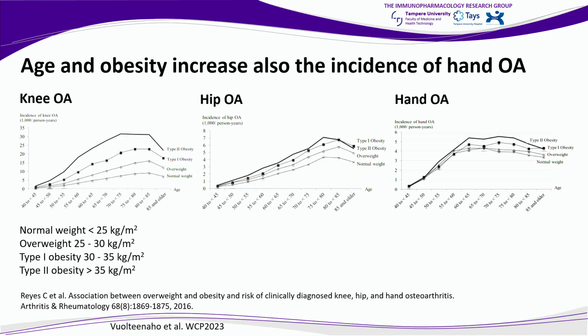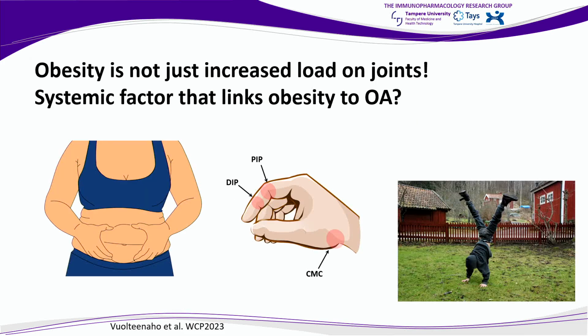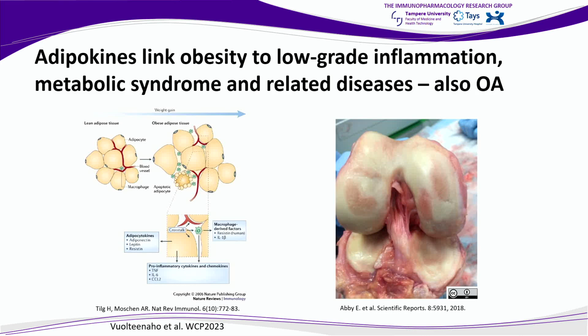But obesity also increases the risk of hand OA. And that tells us that obesity is not just increased load on joints. There must be some systemic factor that links obesity to osteoarthritis, unless you walk with your hands a lot. And that is where adipokines come into play.